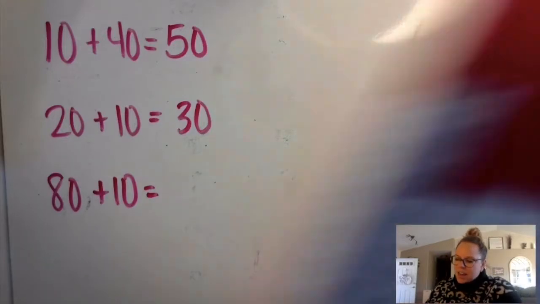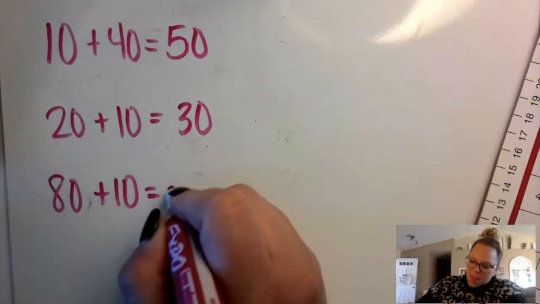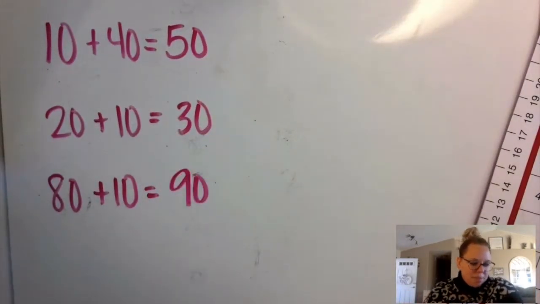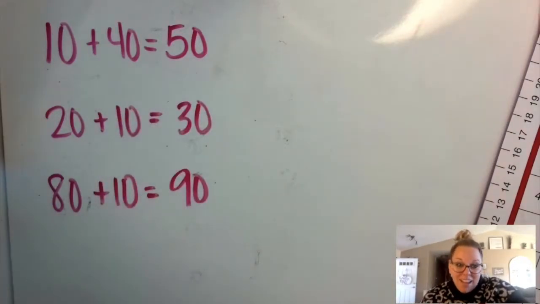What comes after 80 when you're counting by tens? After 80 comes 90. Right. And so we could do that all day long, right? But today what we want to do is learn how to add 10 to any two-digit number, not just ones that are multiples of 10.